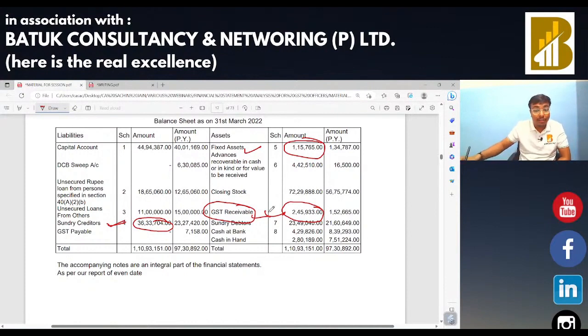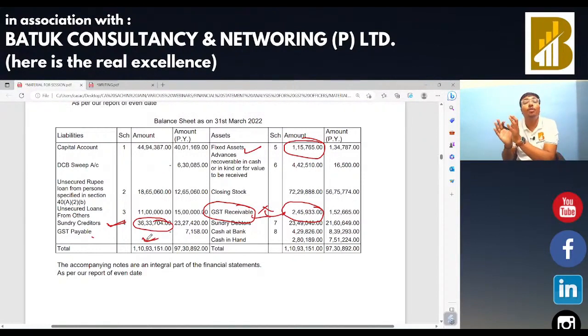Okay, or suppose if there is no GST receivable and GST payable is there, in that case we need to check whether the same is paid on the GSTN portal or not, by logging in and checking the electronic cash ledger. Okay, sir. So that is the point on which we need to work.